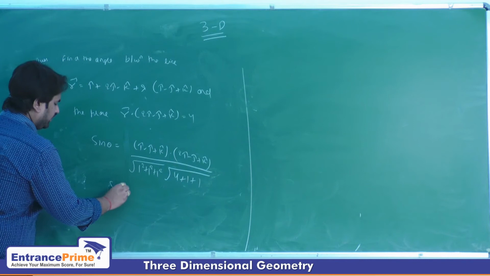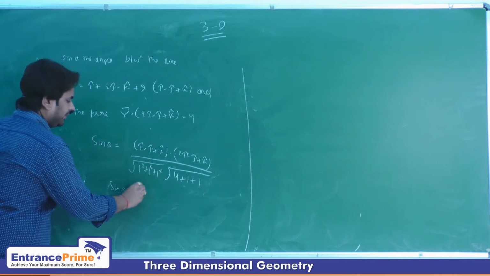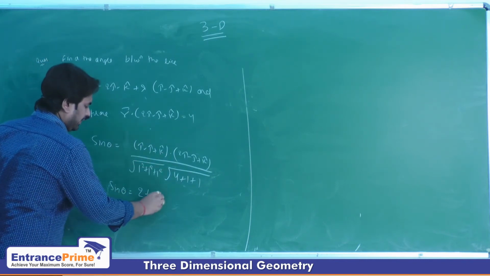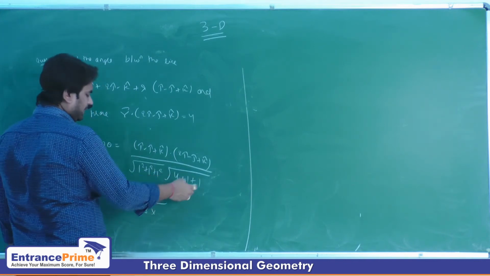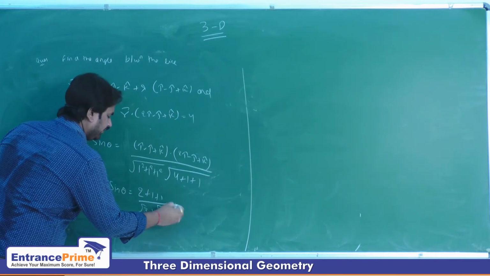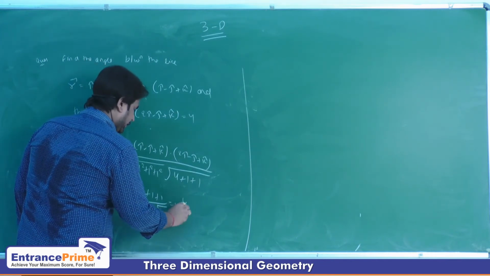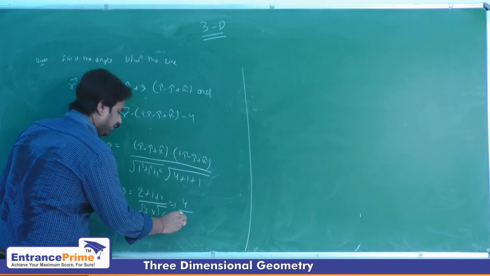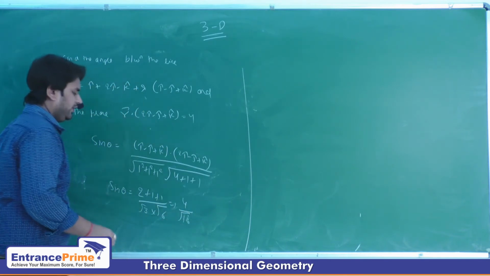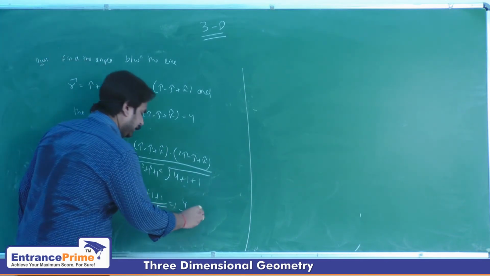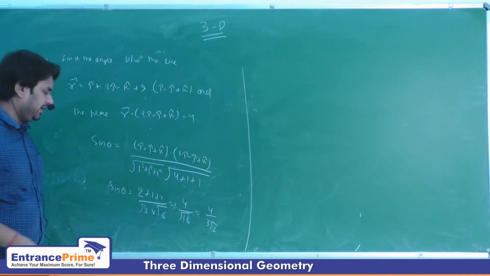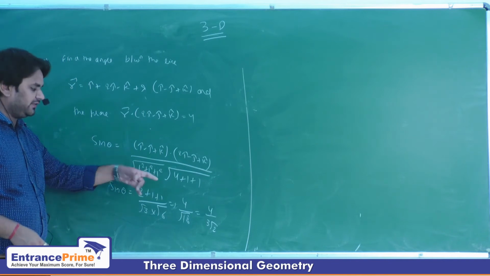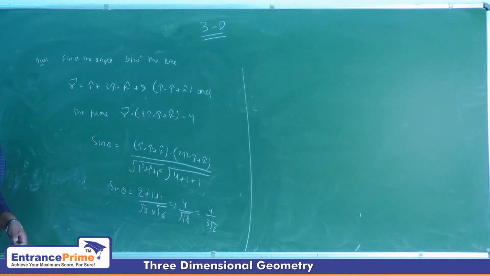So sine theta will be equal to what? Taking the dot product, it will become 2 plus 1 divided by root 3 multiplied by root of 4 plus 1 plus 1, that is root 6. So it will become 4 divided by under root of 18, or we can write it like this, 4 divided by 3 root 2. So theta is equal to sine inverse 4 by 3 root 2. This is the angle between the line and the plane. Note it down.